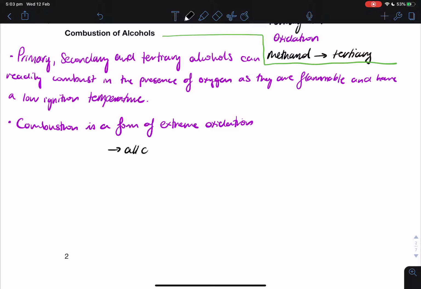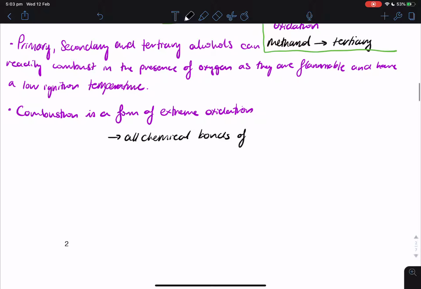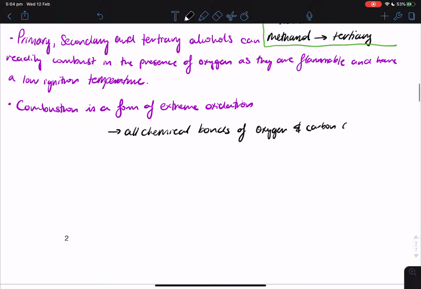All chemical bonds of oxygen and carbon are broken. So it's basically an extreme case of oxidation.